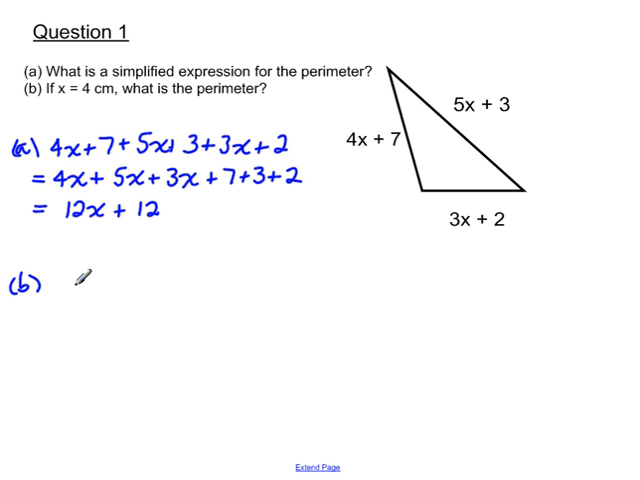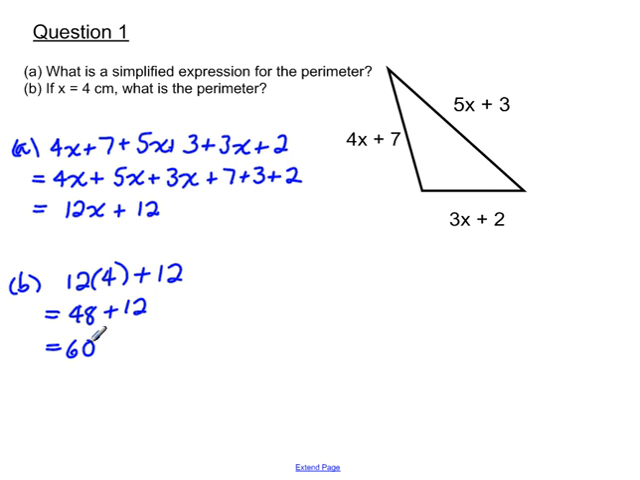So if x is 4, all we're going to do is substitute, replace the x with 4, and then follow Bedmas and get our answer. So 12 times 4 is 48. 48 plus 12 is 60.